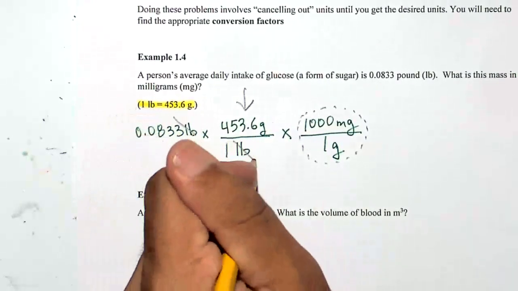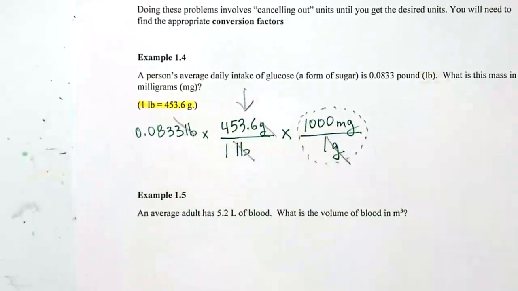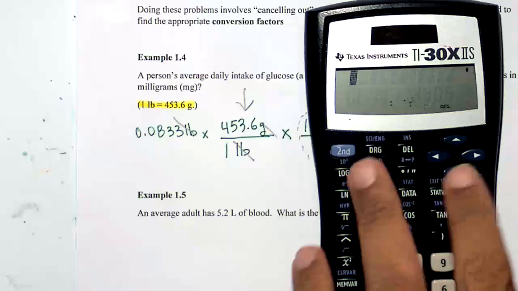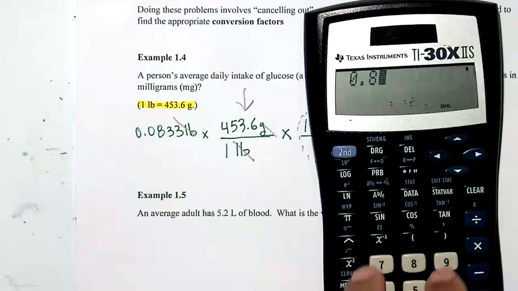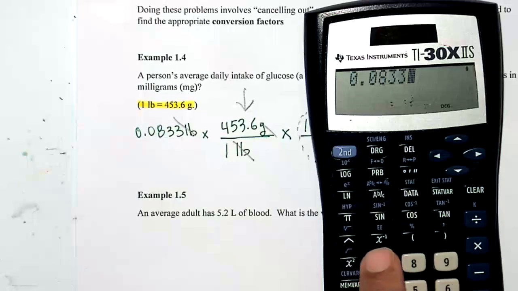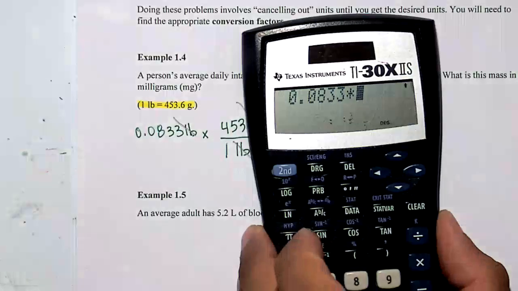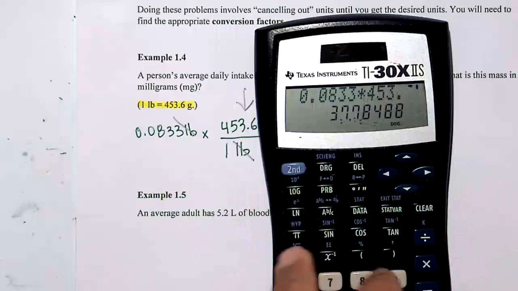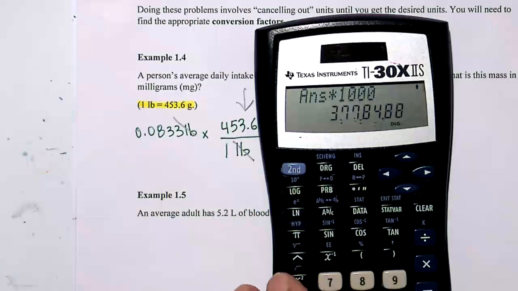All right, I like canceling out units. Pounds, grams, grams. Yes? And what do you guys get? 0.0833 times 453.6 times 1,000.